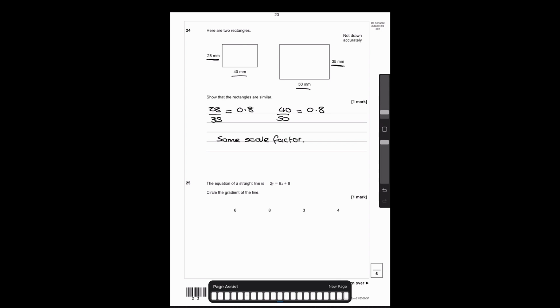Question 25 says the equation of a straight line is 2y equals 6x plus 8. Find the gradient of the line. First thing we want to do is to make sure that it says y equals, so we're going to divide everything by 2. That gives us y equals 3x plus 4. The gradient is the number in front of the x, which is 3, so our answer is 3.